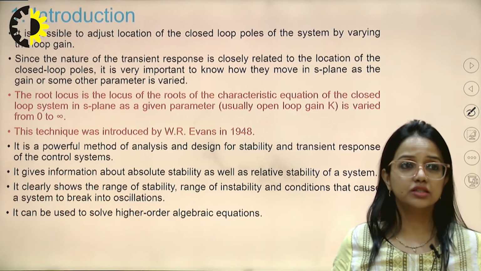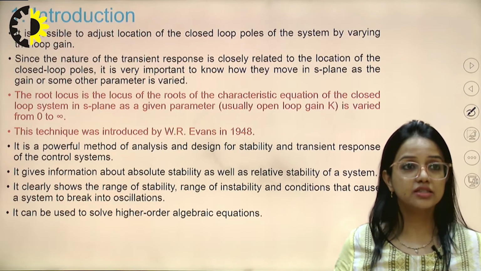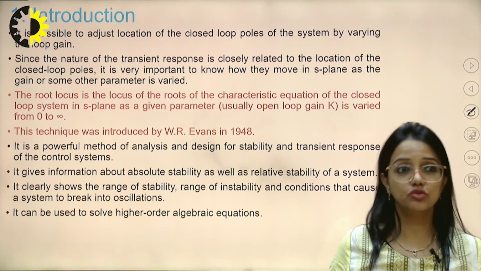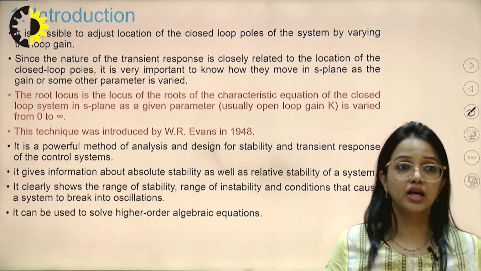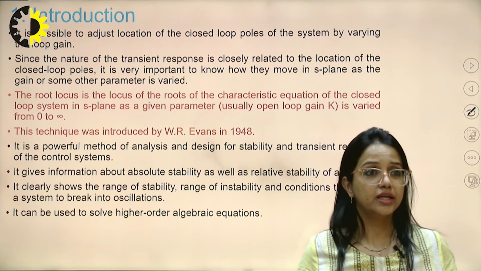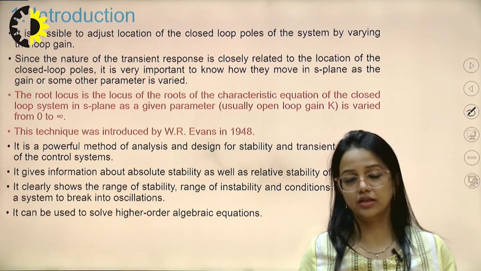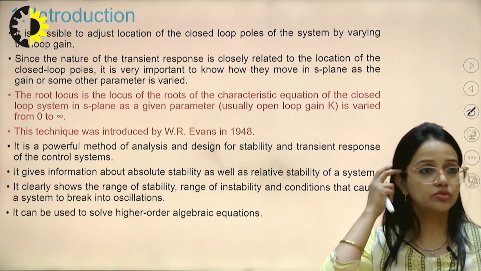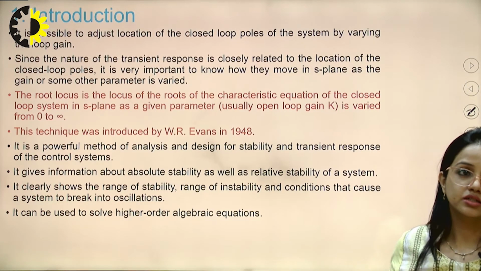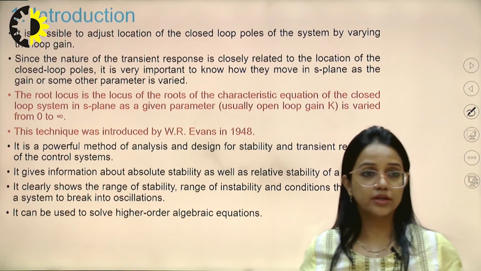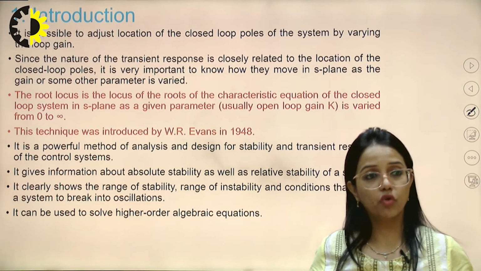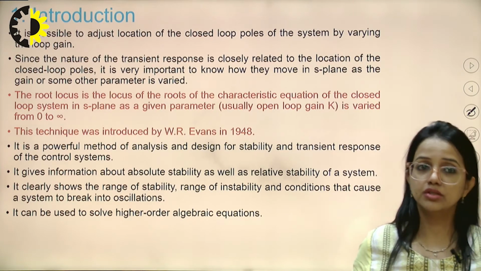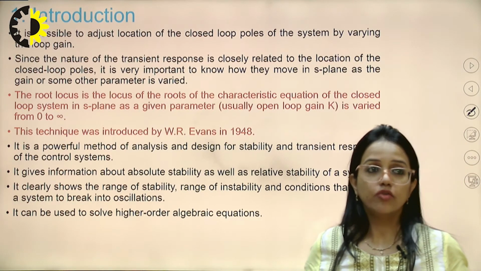So root locus is one technique where it is the locus of roots of the characteristic equation of a closed loop system in S plane as a given parameter is varied from 0 to infinity. Let's say we are talking about k and we are varying k from 0 to infinity. This technique was introduced by W.R. Evans in 1948. It is a powerful method to analyze and design the stability and transient response of a control system.